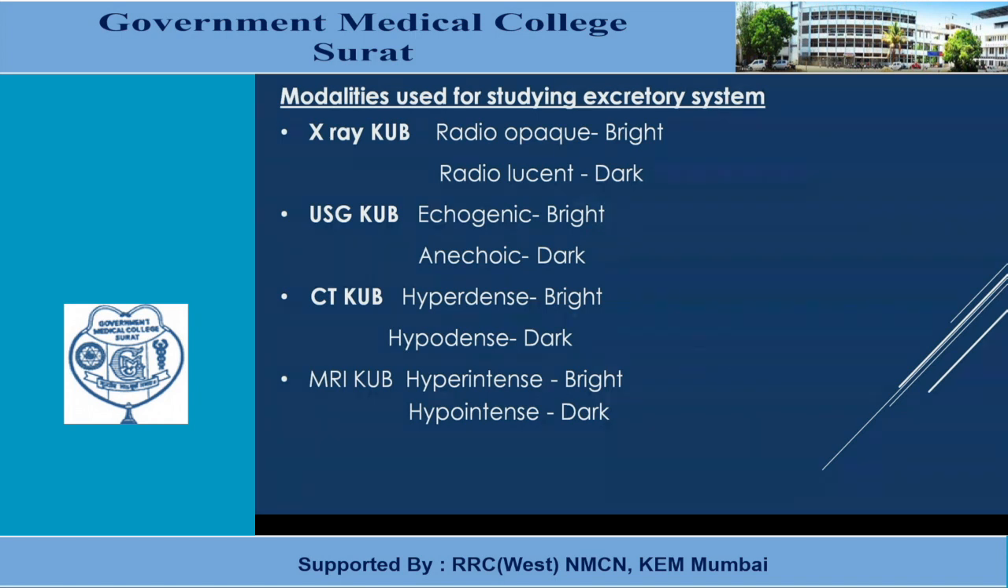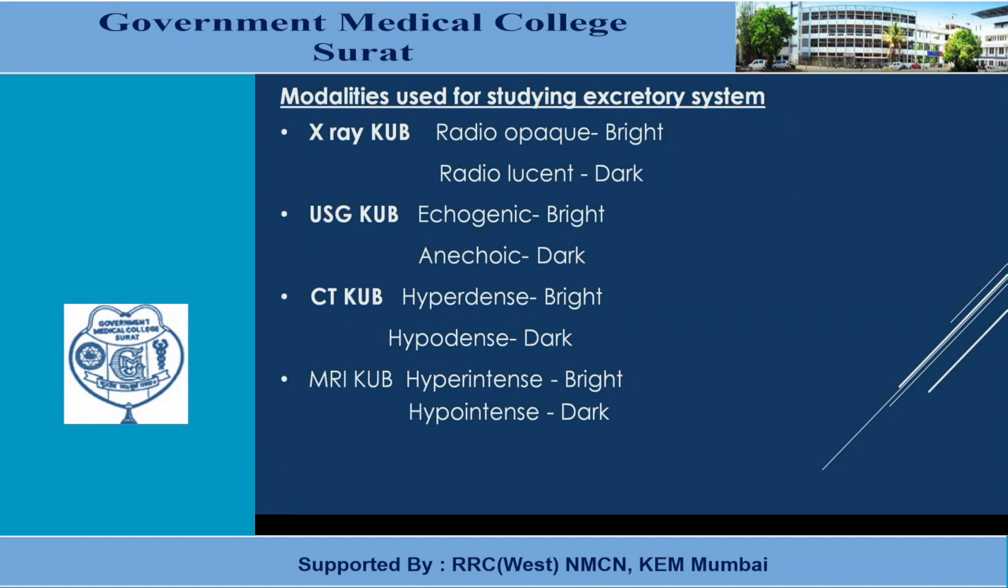Terminology is used differently in different modalities. In X-ray, the terminology used is radio opaque and radiolucent. The structures which appear brighter on the X-ray are called radio opaque, and those which appear dark are labeled radiolucent. In ultrasound, structures which appear brighter are called echogenic, and those which appear darker, meaning black, are called anechoic.